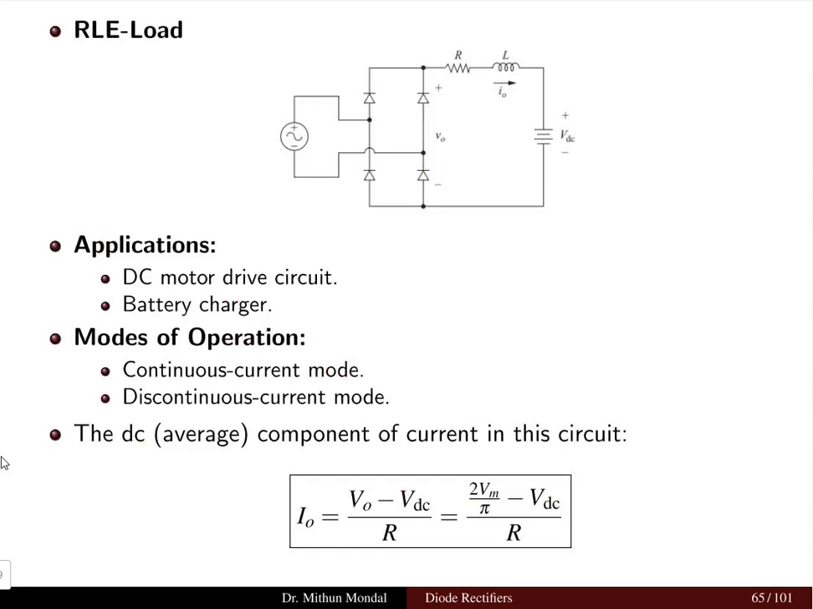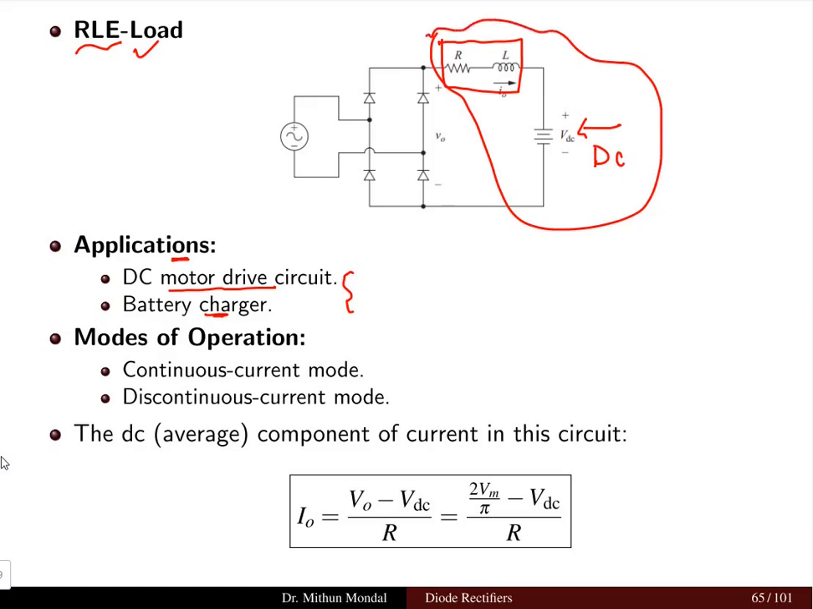Now, if the load is made up of RLE, meaning you have the components R and L, and together with them a certain DC source which is also present as a part of the load. The applications of this RLE load may be in a DC motor drive circuit or in a battery charger. These are famous examples of the RLE load, where we can comprise R, L and E together to present a load.